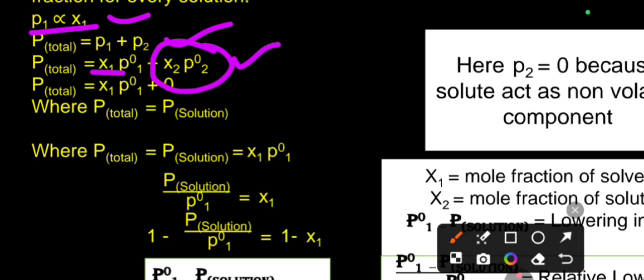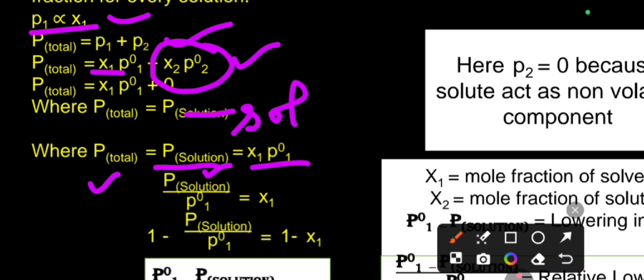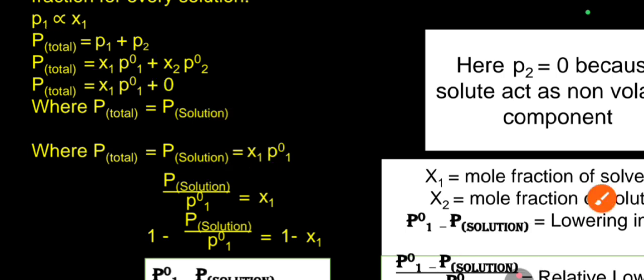Now P total is equal to only and only because of solvent. So here solute will not come. It is only because of solvent. So now you can write here P total is equal to P solution. Here what I have written, because P total is because of both components, but we are getting it only because of solvent. So P total we can also write as P solution, but it is only because of P solvent.